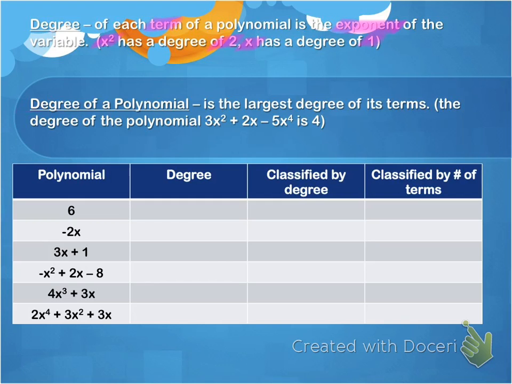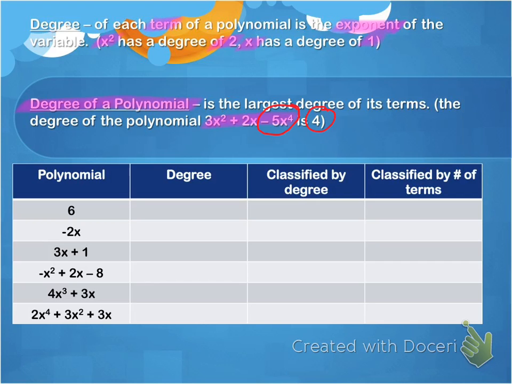To find the degree of a polynomial, it's just the largest degree of all the terms. So this is my polynomial, 3x squared plus 2x minus 5x to the fourth. The largest exponent of all those terms is going to be negative 5x to the fourth. And so since the biggest degree is 4, that means that my polynomial is going to be of degree 4.